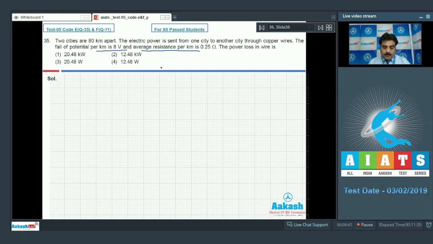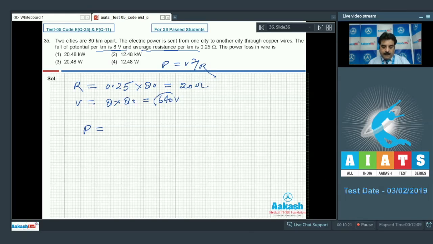For the loss of power, I will use the formula V square upon R. So I need first the value of R. How will you calculate it? The average resistance is 0.25 ohm per kilometer, but the total length is 80. You can multiply and will get 20 ohms. Similarly, the potential fall per kilometer is 8 volt and the total length is 80, so you will get 640 volt. So for the final value of power, first you place the value of V, meaning 640 square, divided by only 20.